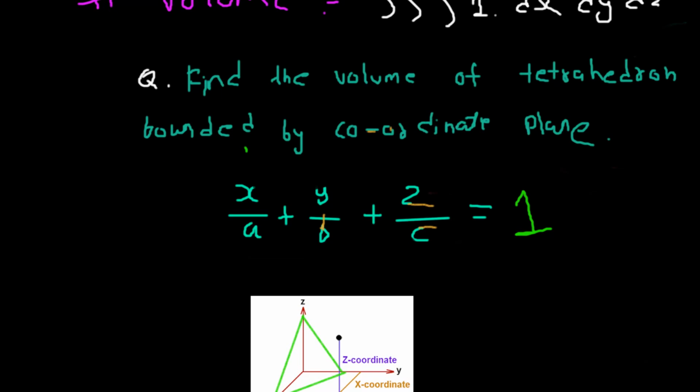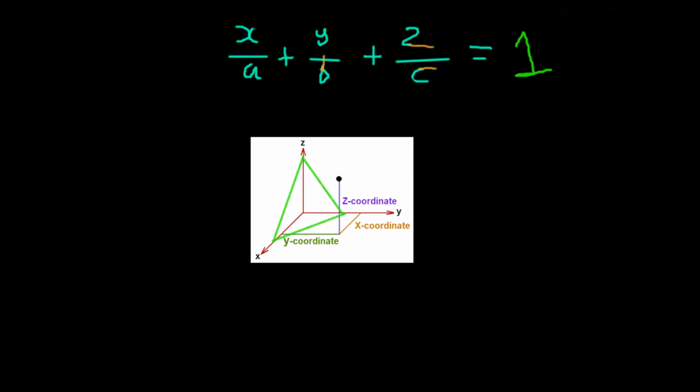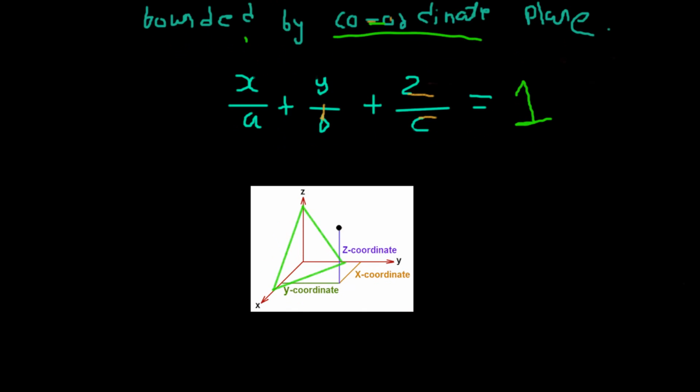Find the volume of the tetrahedron bounded by the coordinate planes and the plane x/a + y/b + z/c = 1. So let's see, I have made for you guys the three-dimensional axes x, y, and z, and this is our tetrahedron, and these are our axes. Let's see what we are going to do.